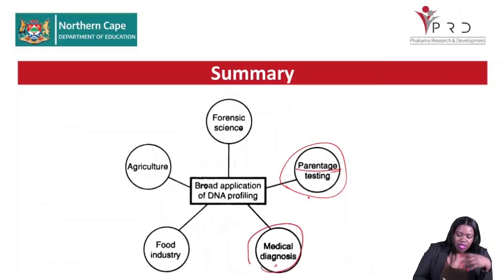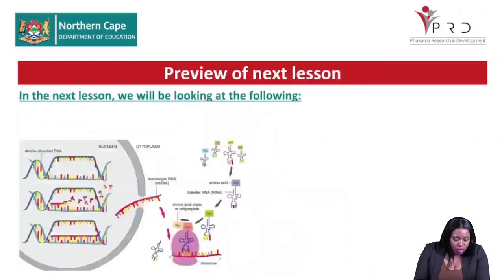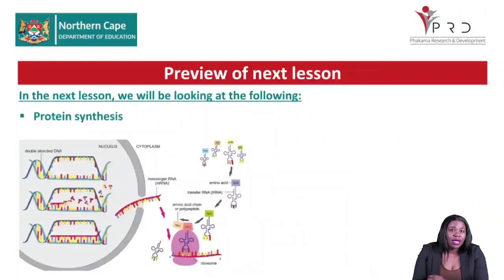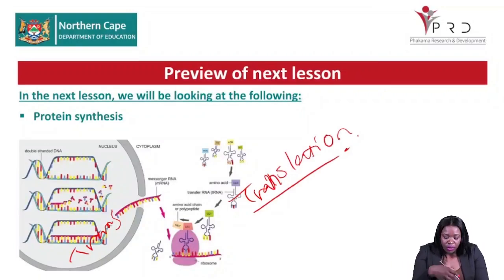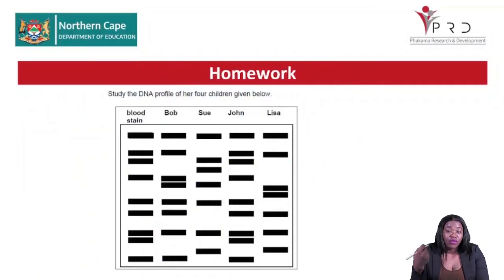Medical diagnosis, as we have said, diagnosing of genetic disorders, as well as finding cures for those genetic disorders. It can also be used in the food industry as well as in agriculture. Okay, so in our next lesson, we are going to be looking at protein synthesis. Here we are going to look at two main parts of the process. We are going to look at transcription, which takes place in the nucleus, and translation, which takes place in the cytoplasm. And then we are going to look at how proteins are manufactured.